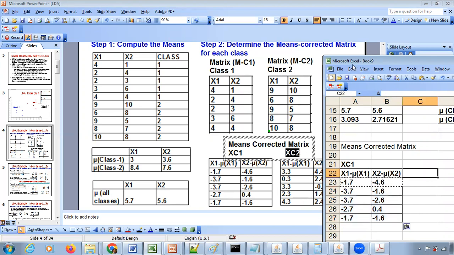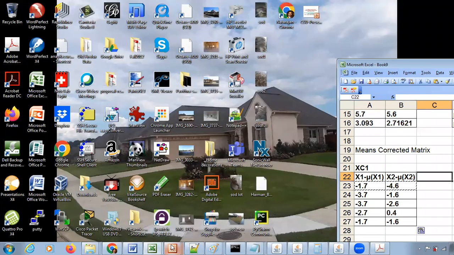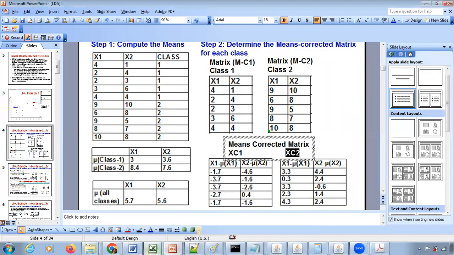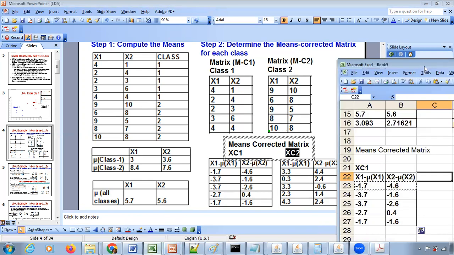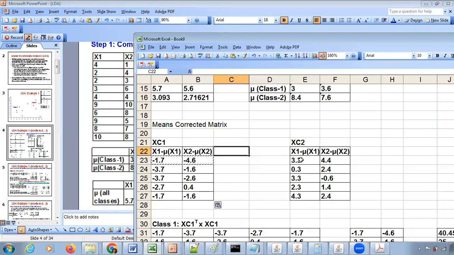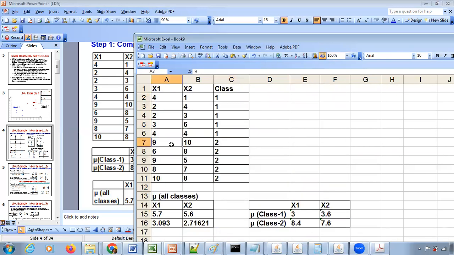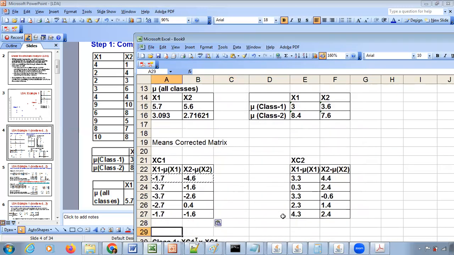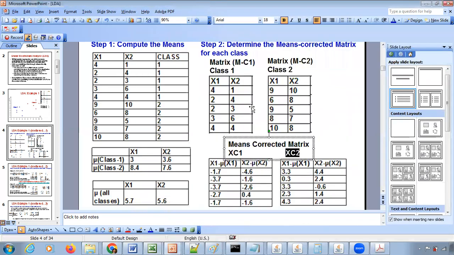Similarly, you can get the means corrected matrix for class 2 by using these five records. So in this case, from A7 to A11 was my class 2. So A7 minus 5.7 will be this one, and this is B7 minus 5.6. And you can copy and paste to the other cells, you get the corresponding difference. So that's the second step, to find the means corrected matrix for each class.